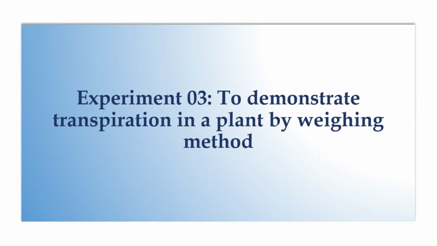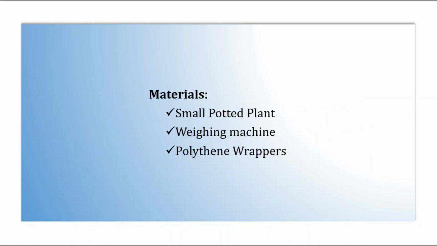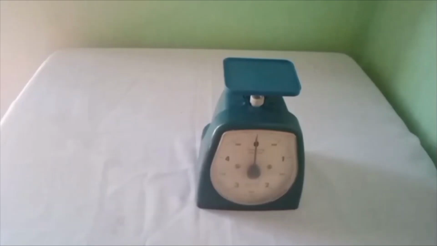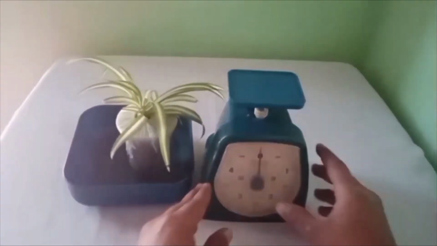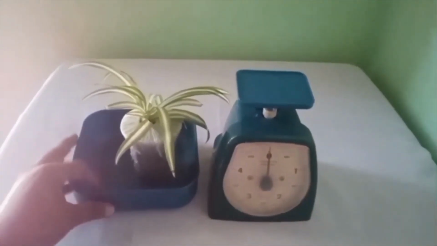Let's look at our last experiment. Our last experiment is the demonstration of transpiration in a plant using a weighing method. To carry out this experiment, we need a small potted plant, a weighing machine and polythene wraps. Now we are going to know how to do this experiment.